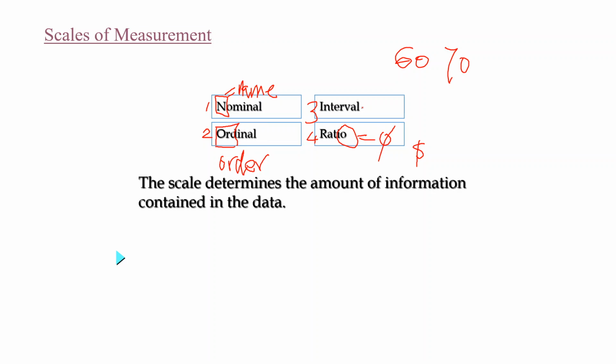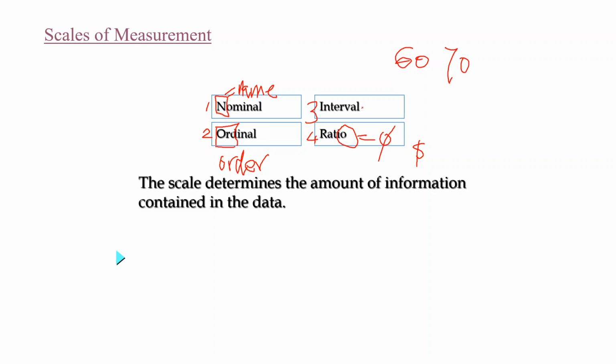So one more example for the ratio scale of measurement, for instance, the amount of water in a jar. If the amount of water in the jar is zero, that means no water in the jar. So that will be the ratio scale measurement.